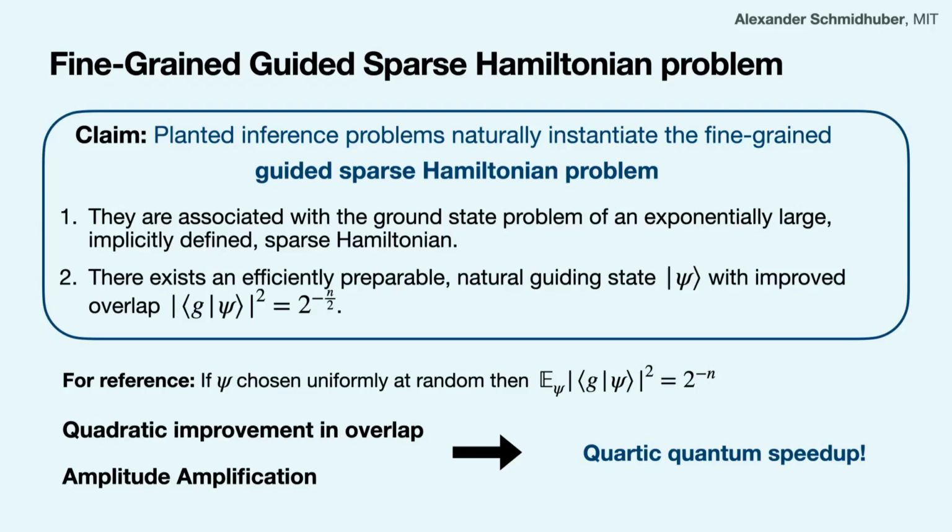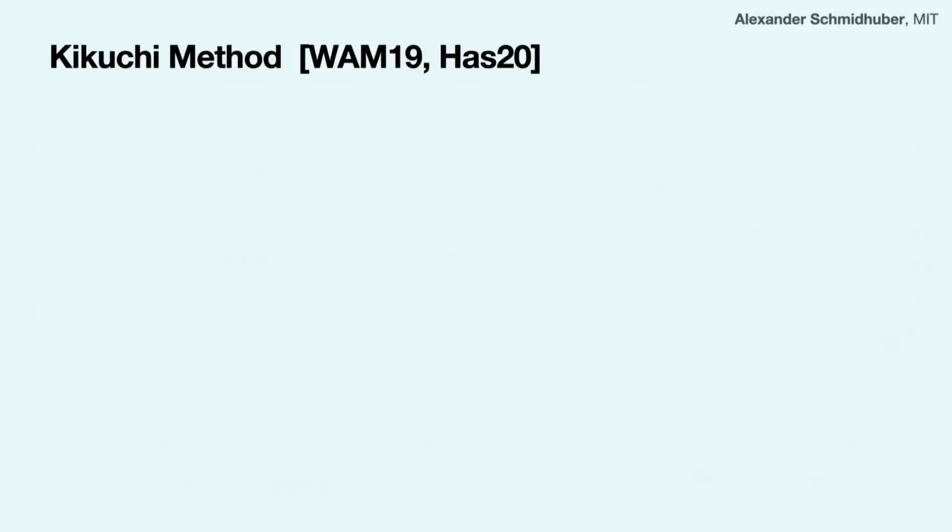And this improved overlap is really the source of our quartic speedups. Why is it quartic? We combine 2 quadratic speedups. First, the algorithm is just, again, construct the initial state, the guiding state, and repeatedly apply quantum phase estimation until you find the ground state energy. And you get a quadratic improvement because your initial state has good overlap with the ground state. And you get another quadratic improvement because you can apply amplitude amplification on top of that. So our quartic speedup is a combination of 2 quadratic speedups, one from the overlap of the guiding state and one from generic amplitude amplification. Okay, so this is just a high-level overview.